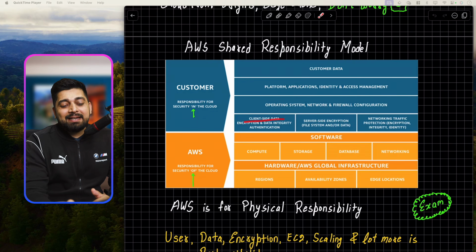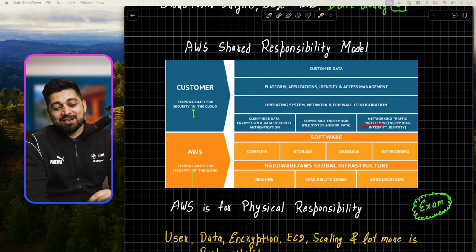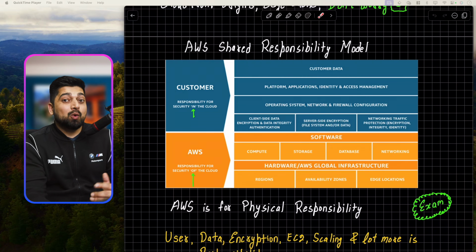So what about your client data? You are responsible for encryption, authentication, how you're managing your IAM, your users, who is logging in, who has the email access, server-side encryption, networking traffic, whether you are having low traffic or high traffic. Everything is there. There are solutions, but everything is your responsibility. Firewall, OS, when you are actually deploying your own OS, that's your responsibility. Platform, application, customer data, it's all your responsibility.